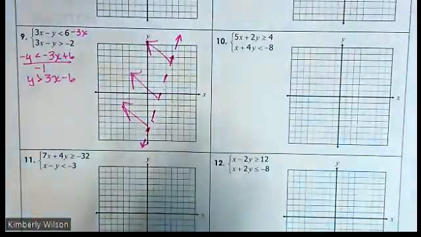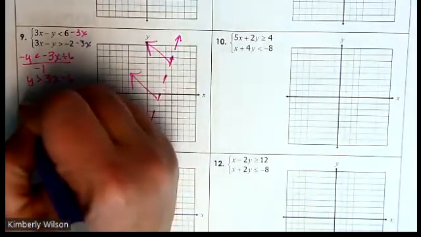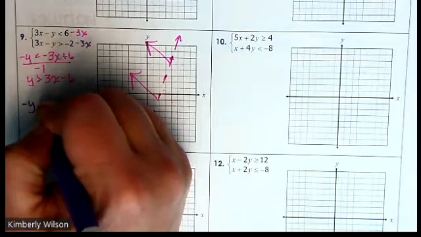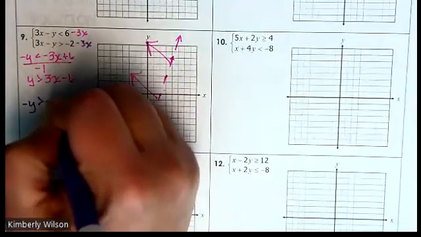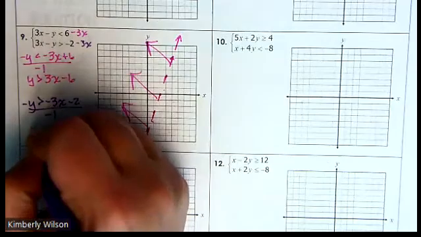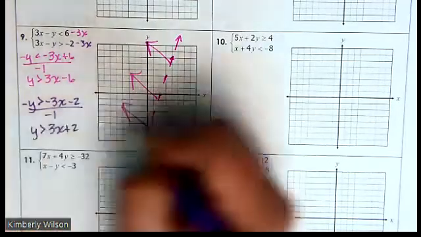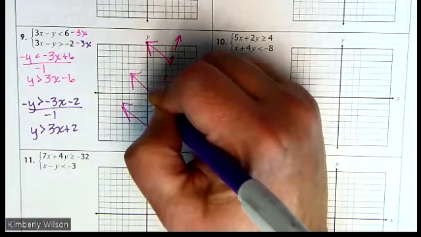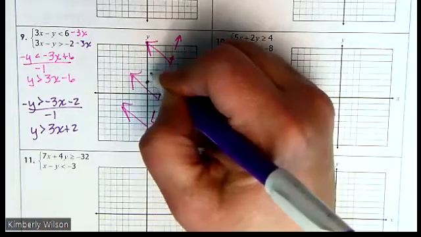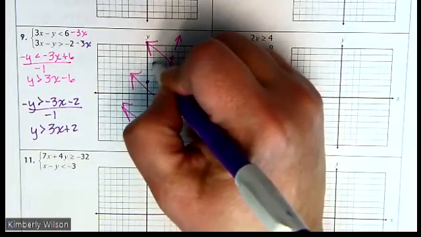All right, next line. We subtract the 3x. So we end up with negative y is greater than negative 3x minus 2. Divide by negative 1, and we have y is greater than 3x plus 2. So we have the plus 2 here, and then we have our slope. It's positive. Oh, these are parallel lines.